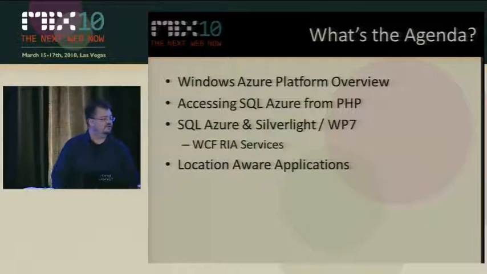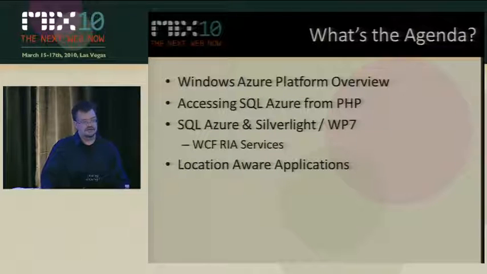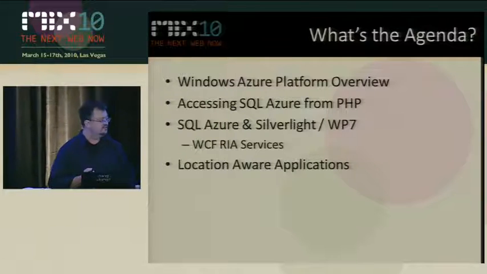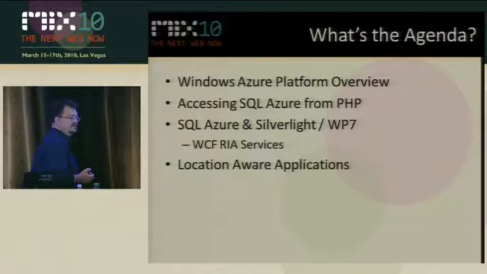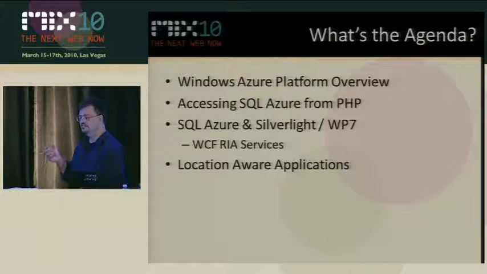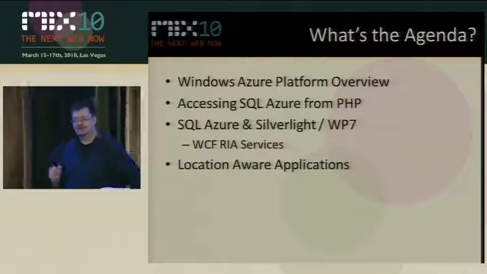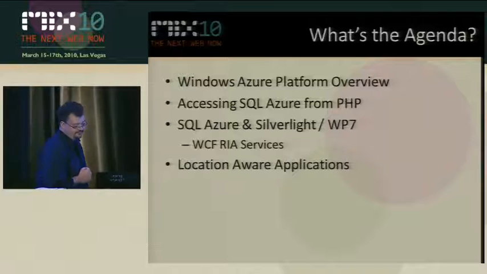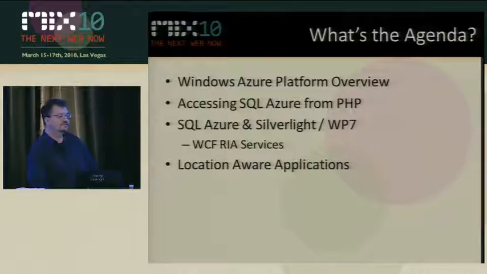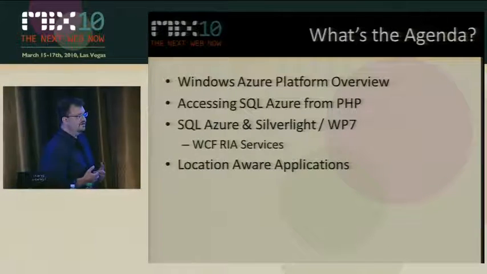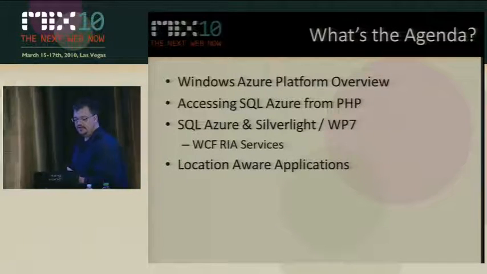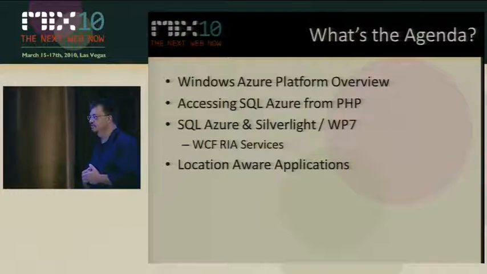So what we're going to do is first look at the Windows Azure platform overview, just to level set, to understand a little bit more about the different products and services inside the platform. Then we're going to talk about how you can access SQL Azure using PHP. There's tons of PHP developers out there. There's tons of PHP applications out there. You can access SQL Azure with PHP, and we're going to show you how. Next, we're going to talk about SQL Azure on Silverlight and Windows Phone 7, and how you can use WCF RIA services to connect up to your SQL Azure database and have a rich experience in your web applications. And then we're going to talk a little bit about location-aware applications.